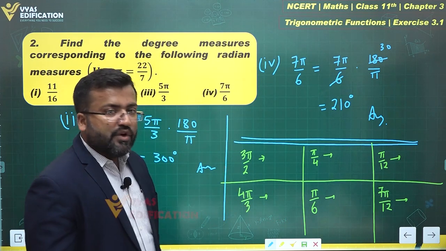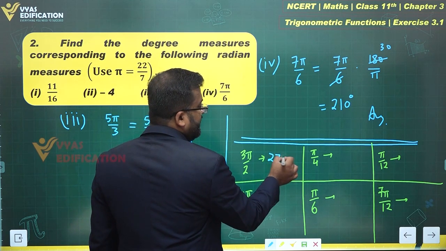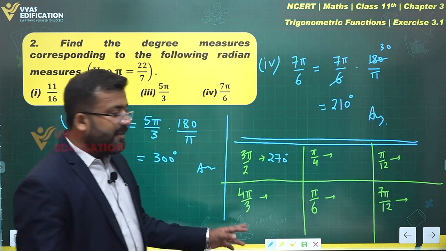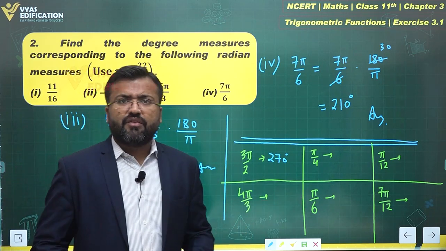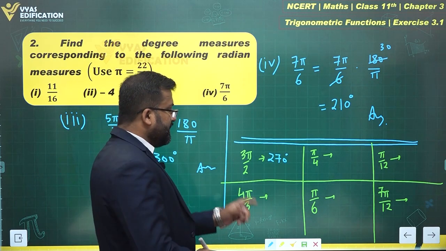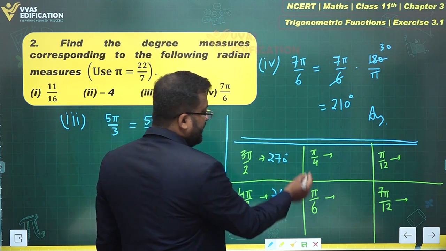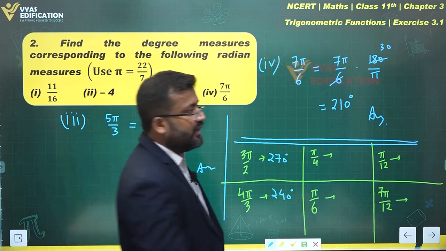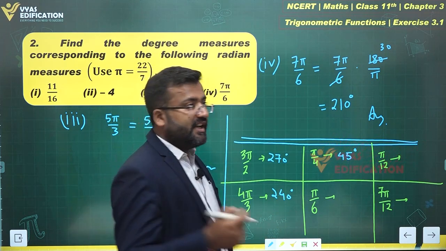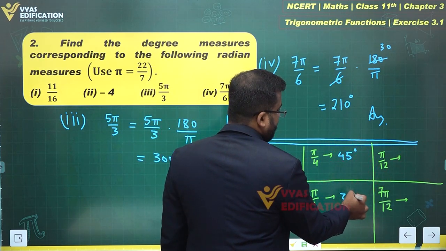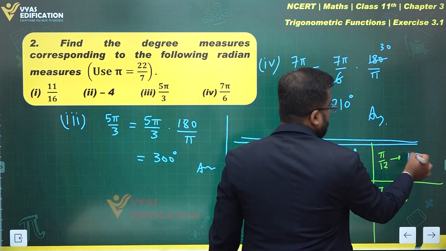So 3 pi by 2, actually this is pi by 2 times 3, which is 270 degree. We should remember this. 4 pi by 3 is pi plus pi by 3. Now pi by 3 is something which you should be aware of. Pi by 3 is 60 degree. Pi plus 60 degree, that is 180 plus 60, is 240 degree. Right? Pi by 4, 180 upon 4 is 45 degree. Pi by 6, 180 upon 6 is 30 degree. Pi by 12 is half of this, which is 15 degree.